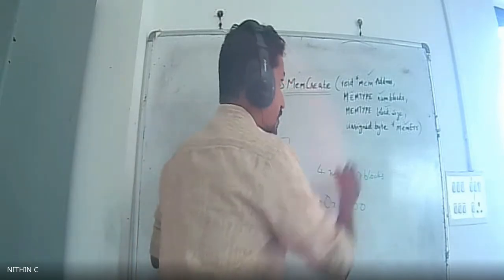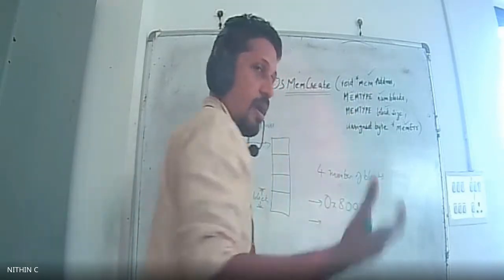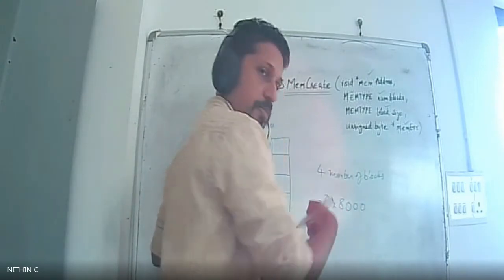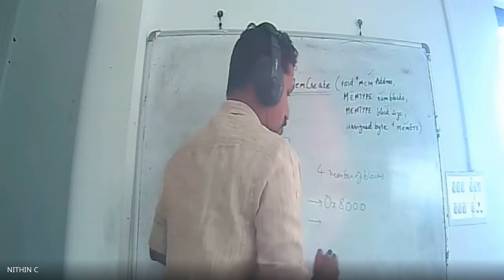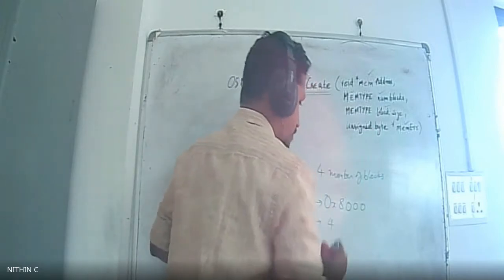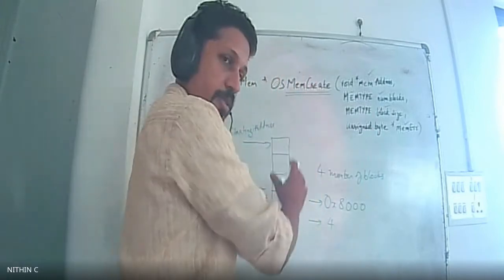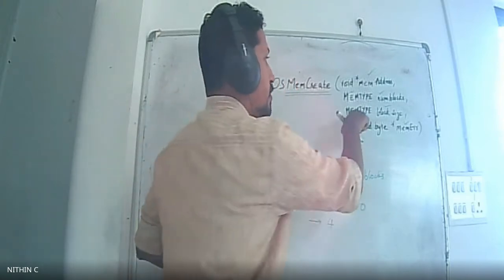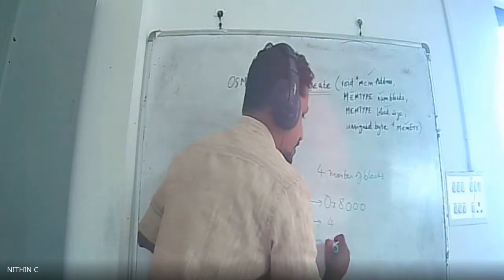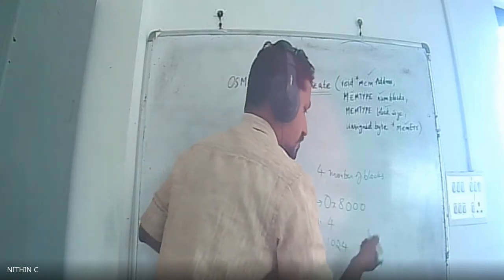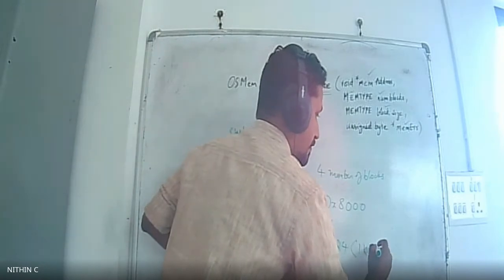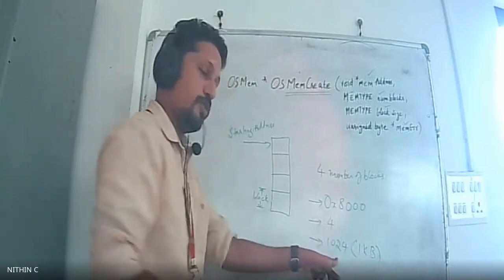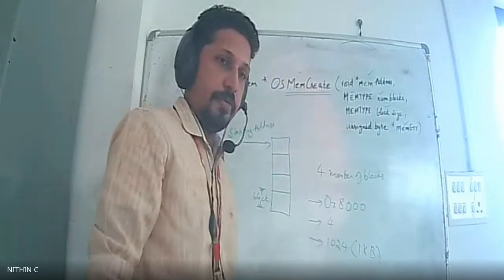Then the second parameter is the memory type. We are using a 16-bit memory allocation. Then you need to mention the number of blocks. I'm telling it with this example, so I'm giving the value as 4. Then you need the block size. For that, you can set it as 1024, corresponding to 1 kilobyte. That is, each block will have a size of 1024 bytes, or 1 KB.